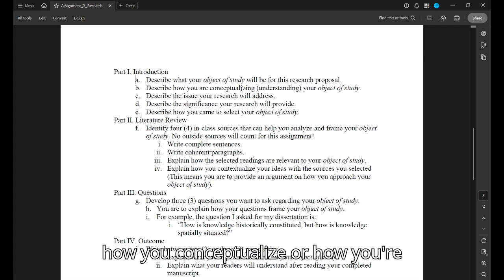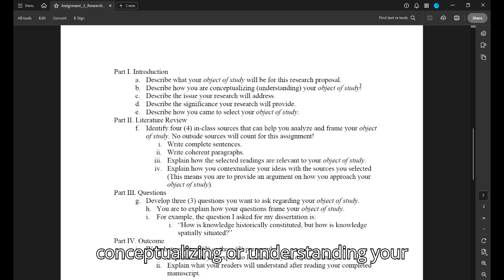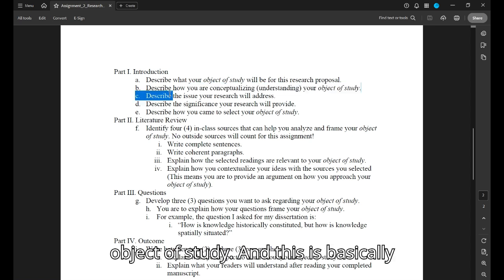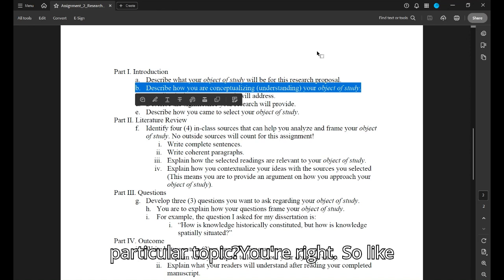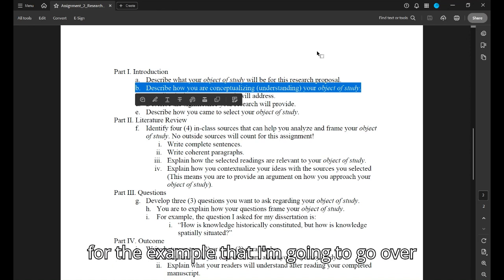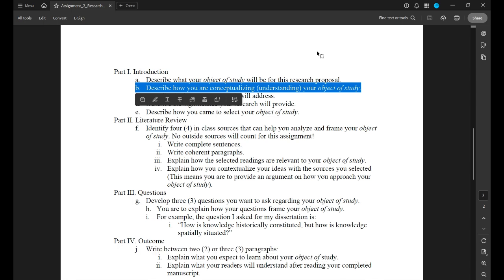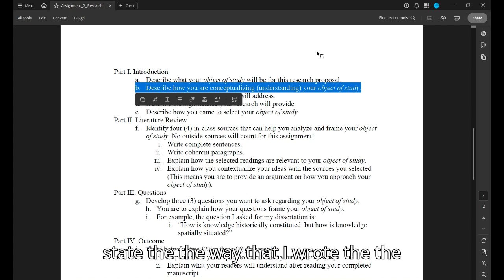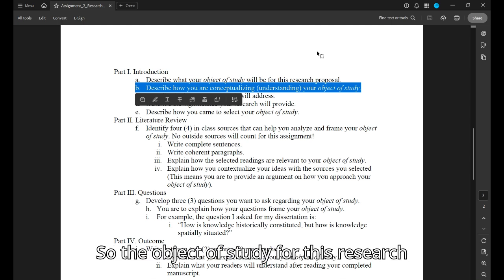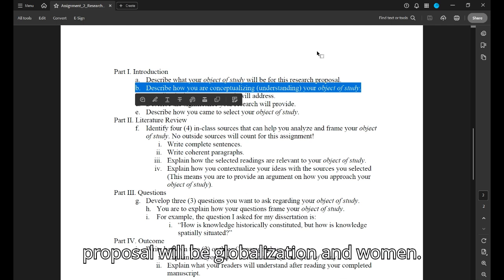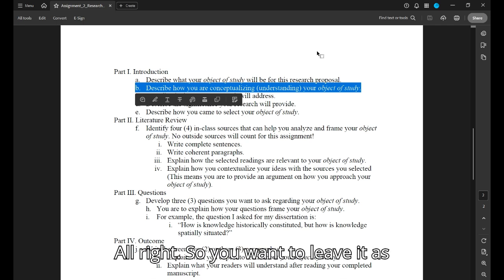Once you establish that opening sentence, then you're going to go to point B. Describe how you're conceptualizing or understanding your object of study. This is basically asking you, how do you see your particular topic? For the example that I'm going to go over later on, I'm going to state the way that I wrote the opening sentence: the object of study for this research proposal will be globalization and women. So you want to leave it as broad as that.